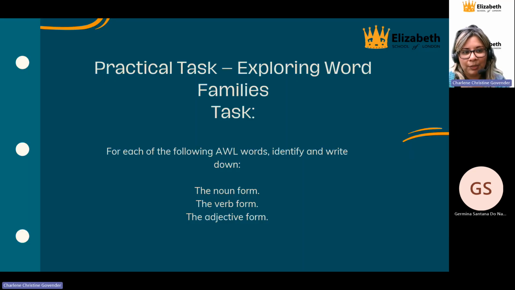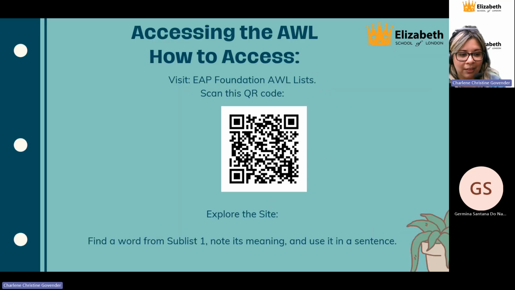Okay, so now I will have a practical task for you. Okay, you can have a look at the word families task. So here we're going to ask you to go to the website. If you don't have the Academic Word List website open, you can scan this QR code. Take a quick picture if you can now, and it should take you directly to the web page. Okay, I'm going to leave it up for a few more seconds, and then I'll go back.